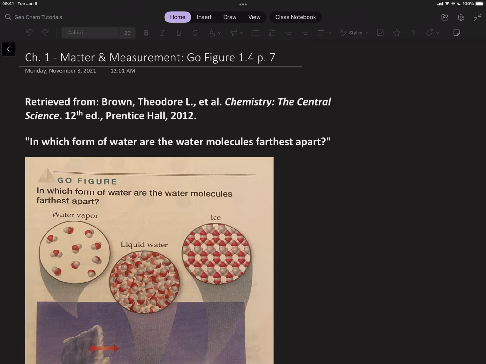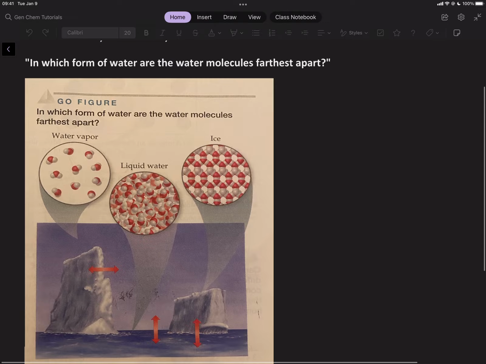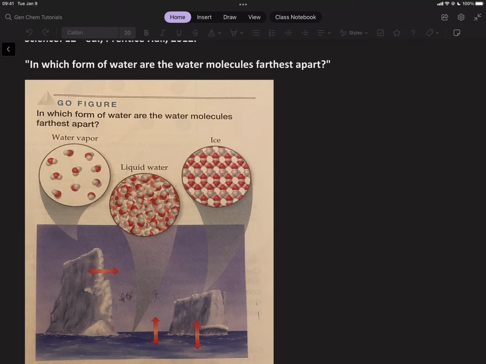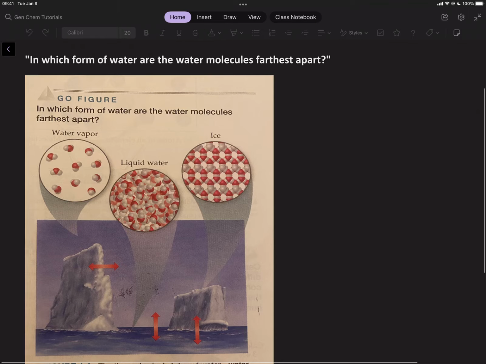All right, we're back. Go figure 1.4. We're still in the textbook Brown, Theodore et al., Chemistry, the Central Science. So we're given this nice figure. We're prompted with the question, in which form of water are the water molecules farthest apart?